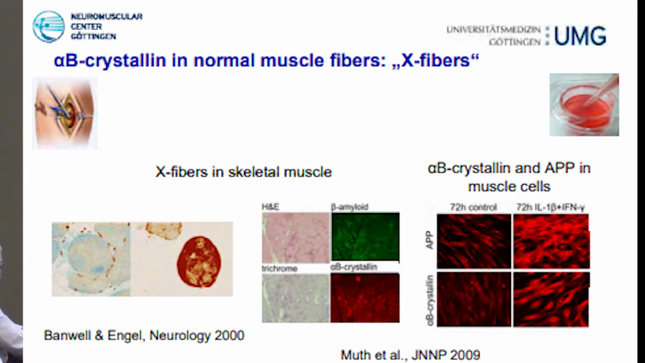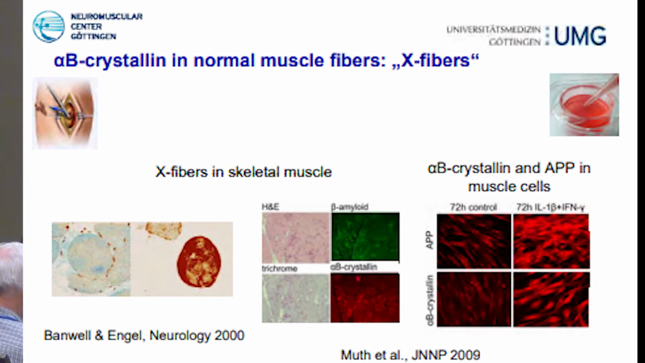But they have an indicator of a cell stress, and this indicator is alpha-B crystallin. Alpha-B crystallin is just one of the big family of the heat shock proteins. There are other heat shock proteins, HSP 30, 70, whatever, and this is just one of them. So this told King Engel that something is wrong with these fibers.